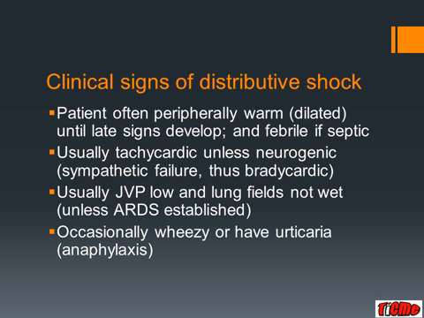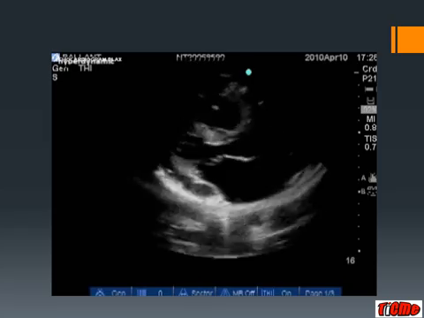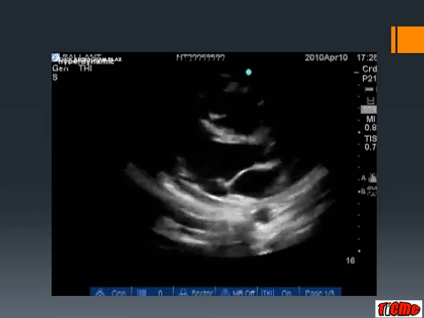Usually the JVP is low because our blood volume is distributed in our third space, and the lung fields are not wet because there's no volume overload. Unless, of course, in severe sepsis or burns, you have established adult respiratory distress syndrome, which is a non-cardiogenic pulmonary edema. And occasionally, if anaphylaxis is the cause, you might have urticaria, wheeze, or angioedema, which might help make the diagnosis. Here's a parasternal long axis view echo of a patient with septic shock.